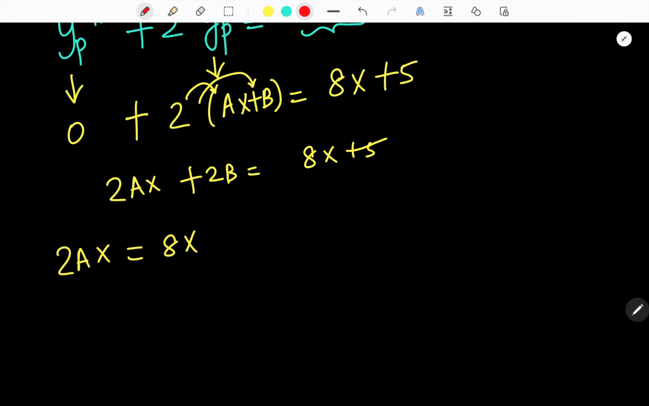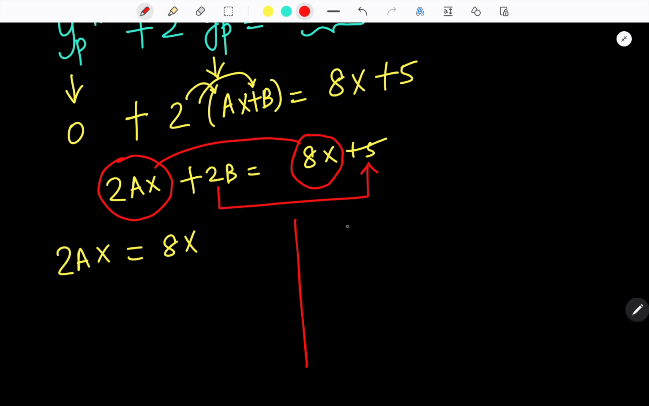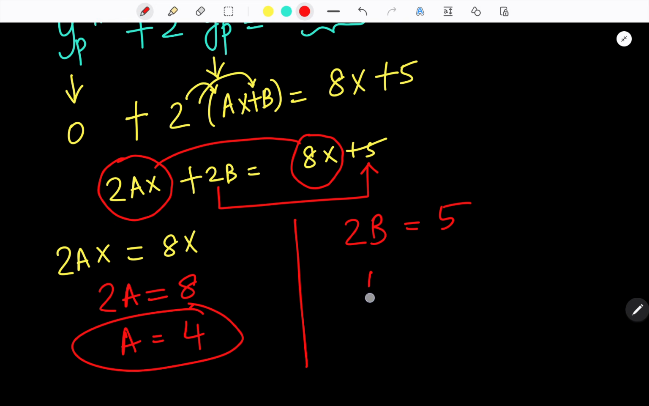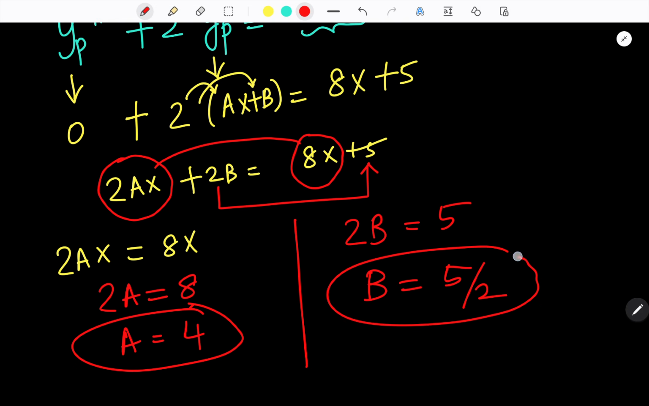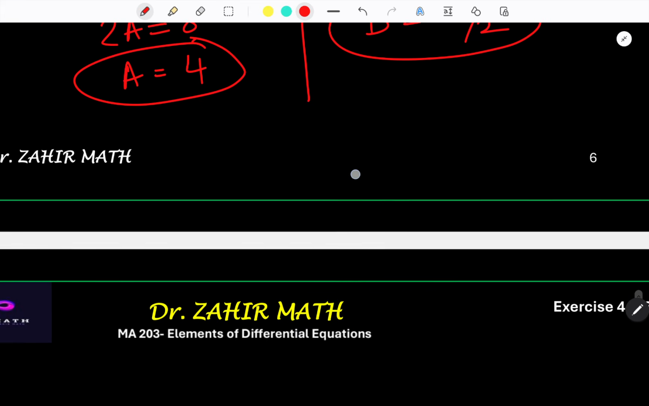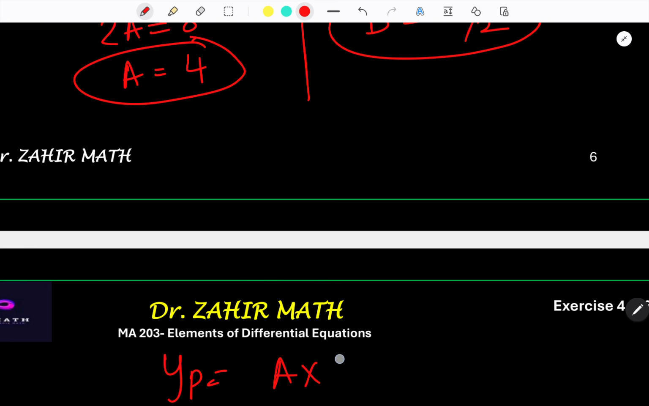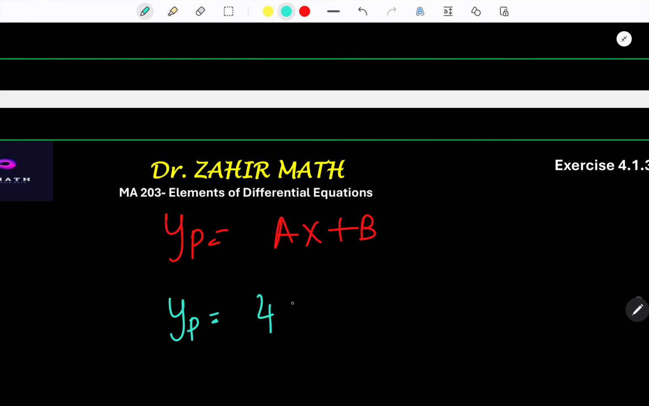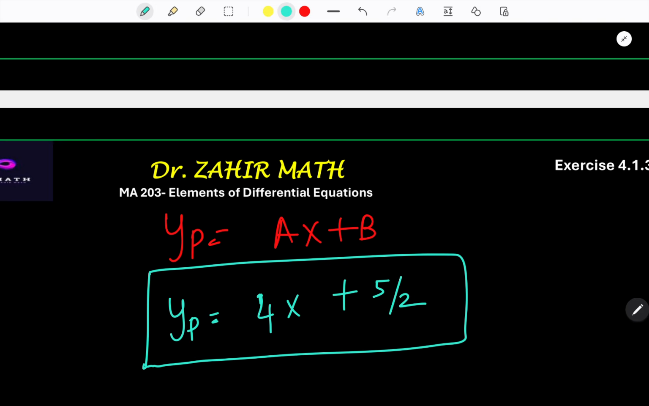What did I say? It's a polynomial function, right? So x terms are equal to x terms and the constant term is equal to the constant term. So 2b is equal to 5. When x gets cancelled, 2a is equal to 8. a is equal to how much? 4. And 2b is equal to 5, so b is equal to how much? 5 by 2. Therefore, your yp, the solution, is ax plus b. What is your a? 4. So yp is equal to 4x plus 5 by 2, which is the particular solution.